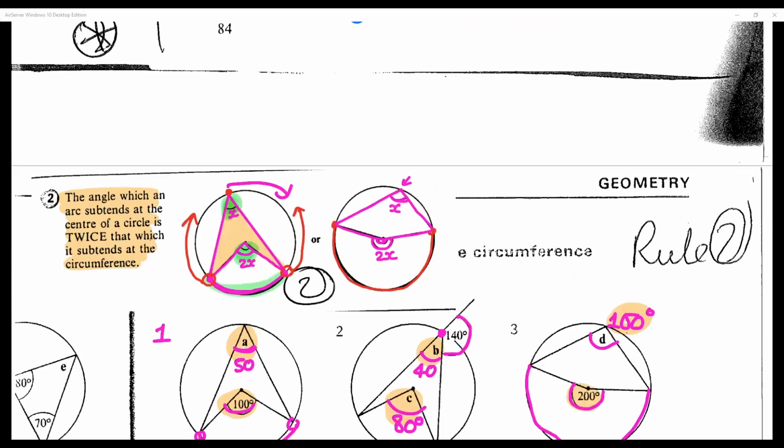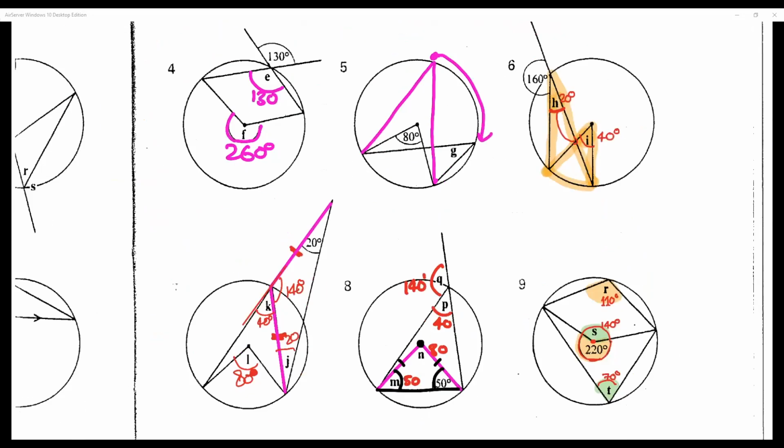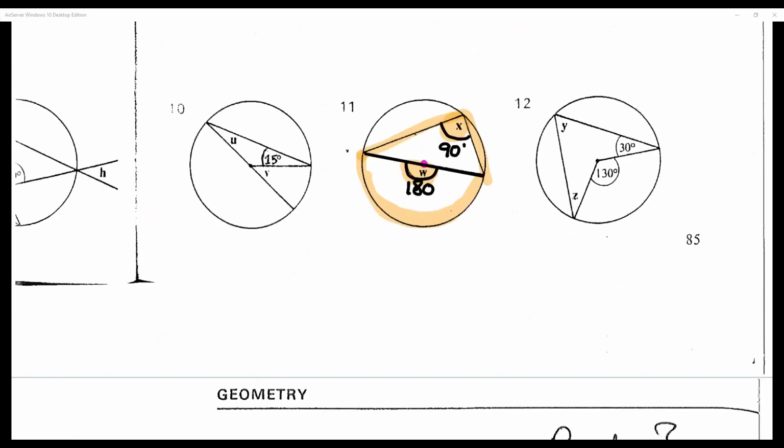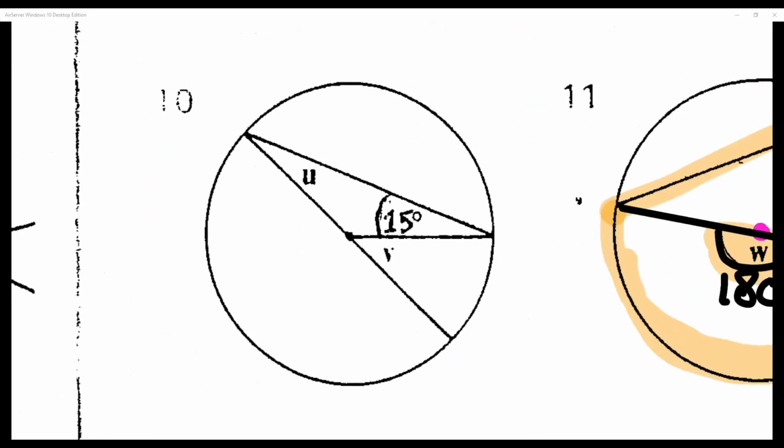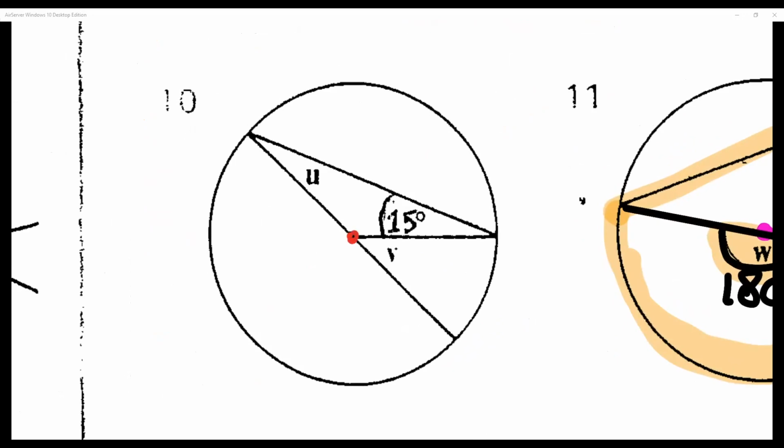Angle subtended at the center is twice that at the circumference. Okay, question 10, Salia, go. Okay, so basically you'd be 15. And then... You haven't explained nothing.